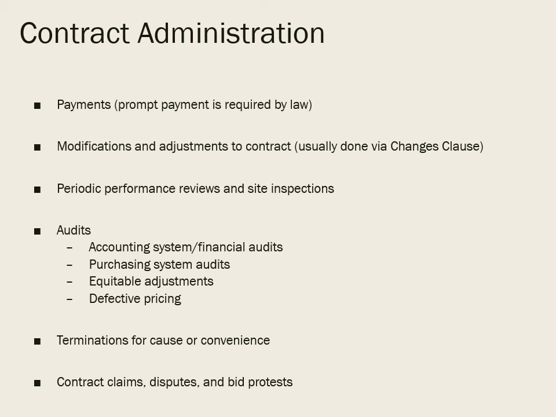Contracting officers can also terminate a contract, either because the contractor has done something wrong, so that's a termination for cause, or they can terminate for the convenience of the government, unless it's the GSA with the Trump Hotel. And then contracting officers also handle claims, disputes, and a variety of protests.